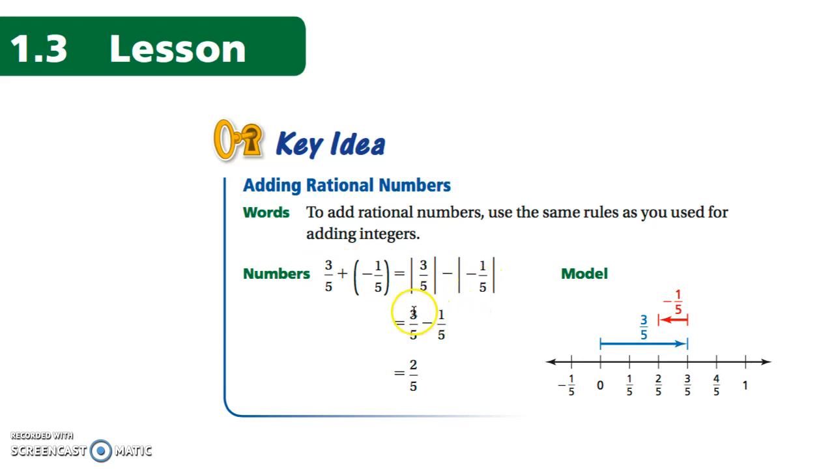And then we subtract 3 minus 1, which gives us 2/5. We take the sign of the bigger digit. Well, 3 is larger than 1, and so it's a positive. On the number line, this is what we had on the slides. Starting at 0, we have a positive 3/5 right here, plus a negative 1/5, so now you're going back on the number line, you get a positive 2/5. So this is where you would land.